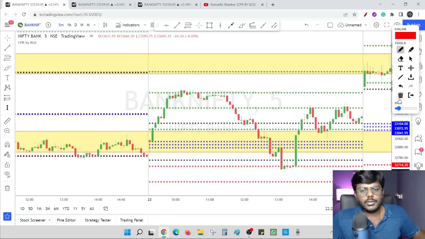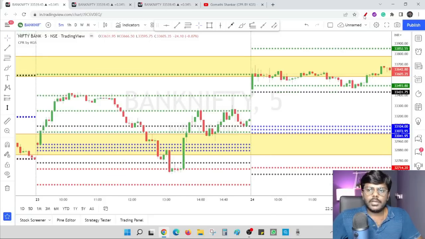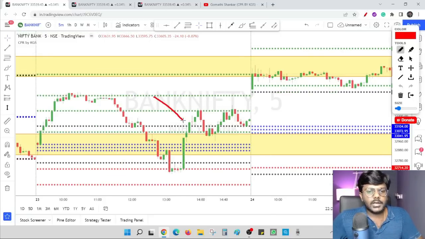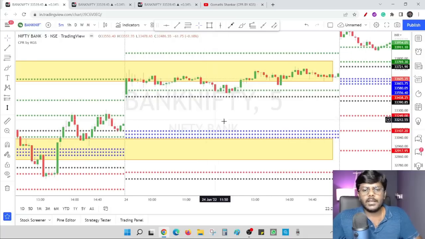If I am taking a short position, I will take a short here because daily CPR and weekly CPR is broken. So I will take a short there and I will quickly exit at S1 previous day low level, because that is going to be my first target. If you want, you can take a long position at R1 previous day high once again and you can exit at R2. That is big, depends on your risk appetite and experience.